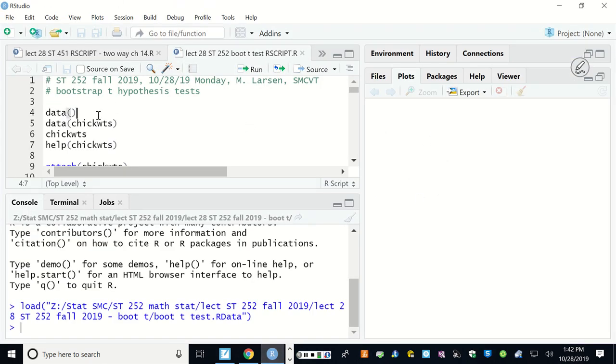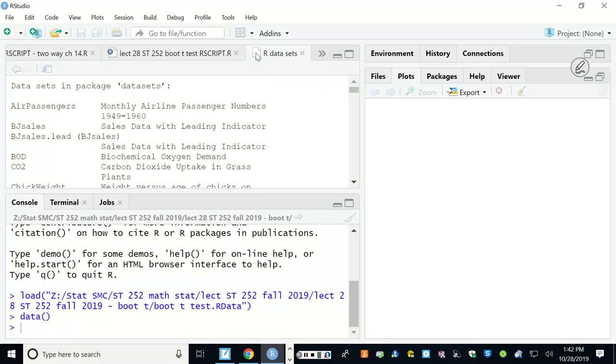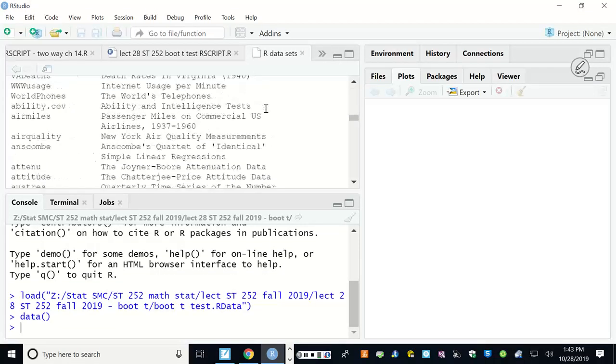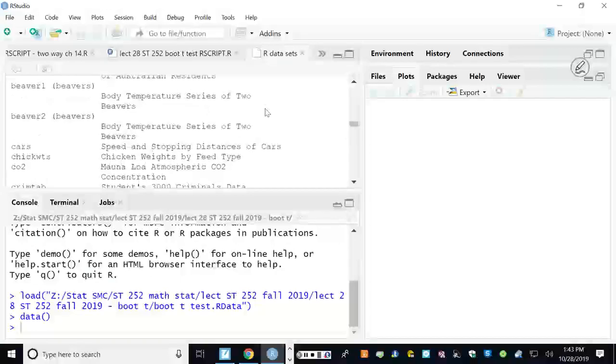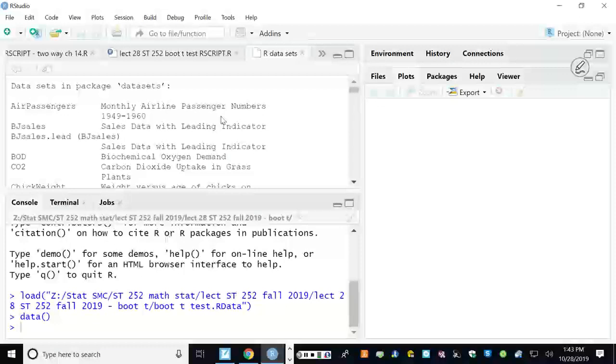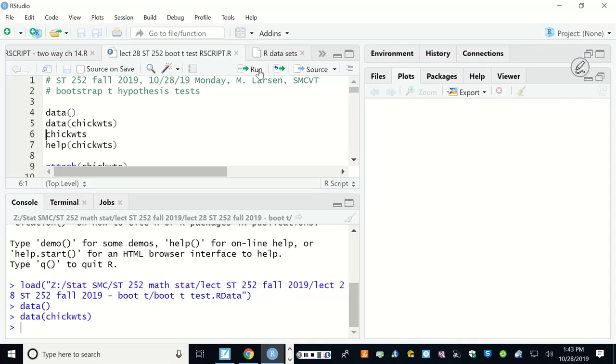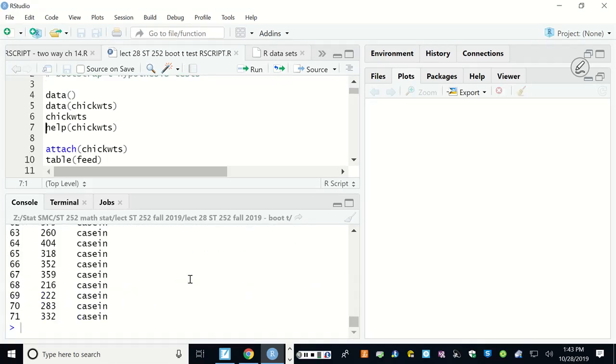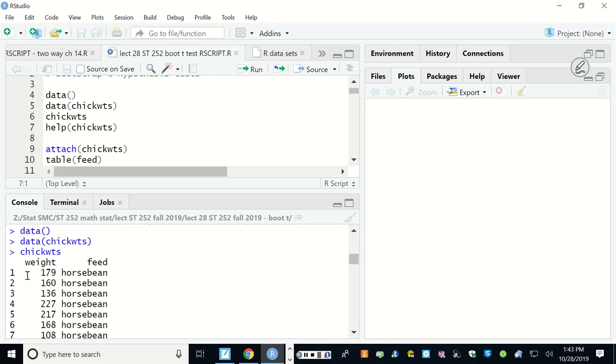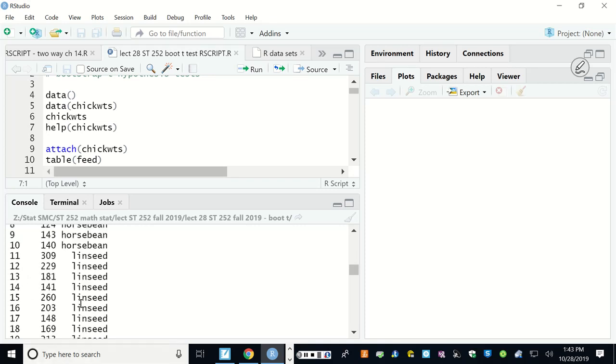So there's a bunch of data in R that comes with it. And here's the names of a bunch of data sets. For any of these data sets, you can type help of that data object, and it will tell you about it. There's one called chick weights. This is the data set. The grams that the chicks grow after about 6 weeks, and the type of feed they have.